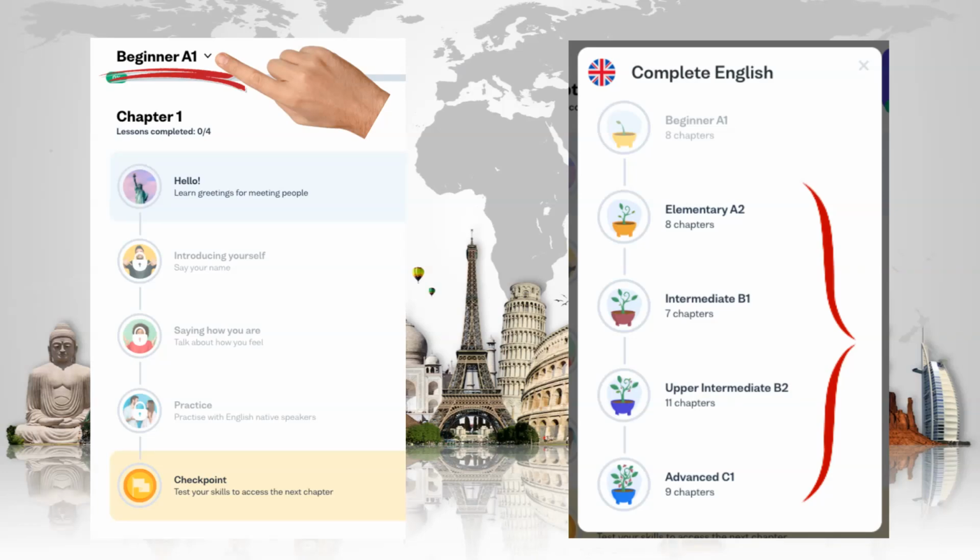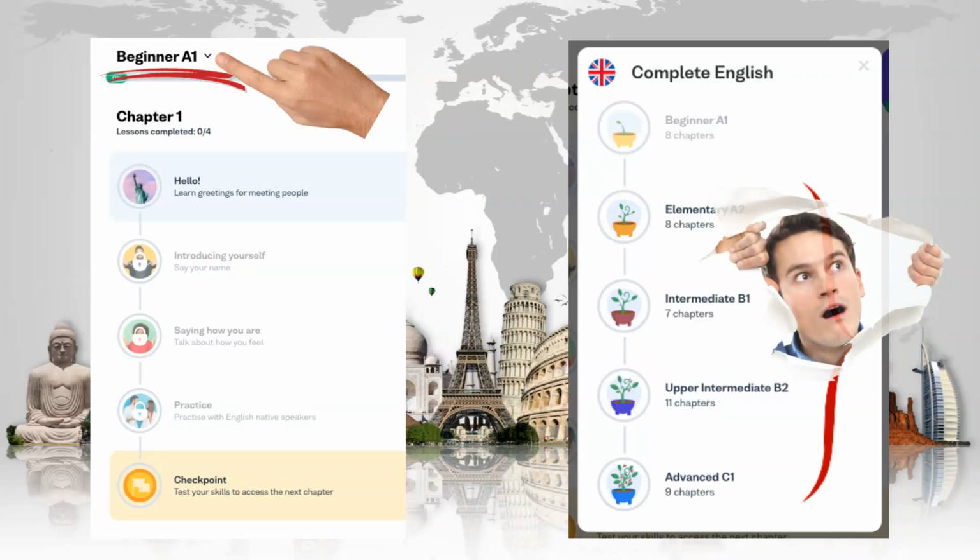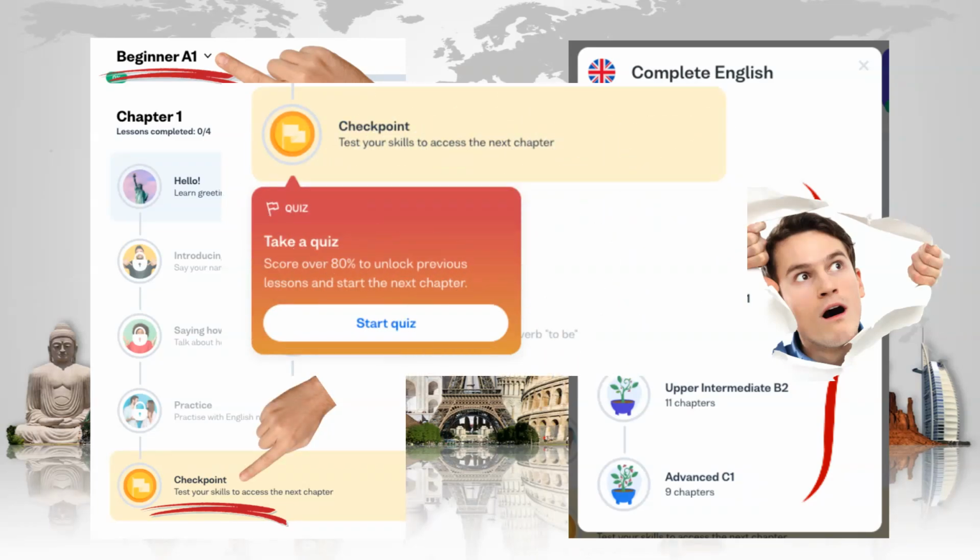But what if you're not sure of which level is best for you? At the end of each chapter, in each level, is a checkpoint. Jump to this, click on it, and start the quiz. If you get over 80%, that means you're ready for the next level. When you try a checkpoint but don't pass it, that's the right level for you.